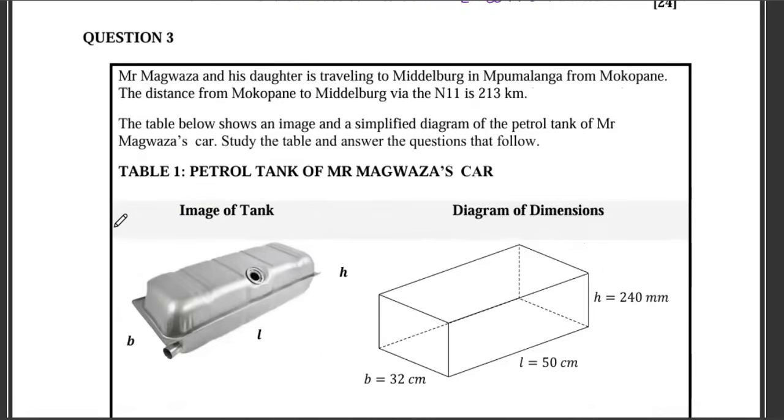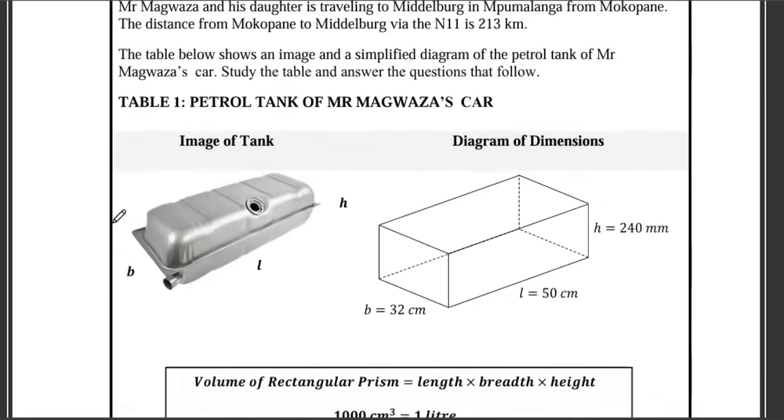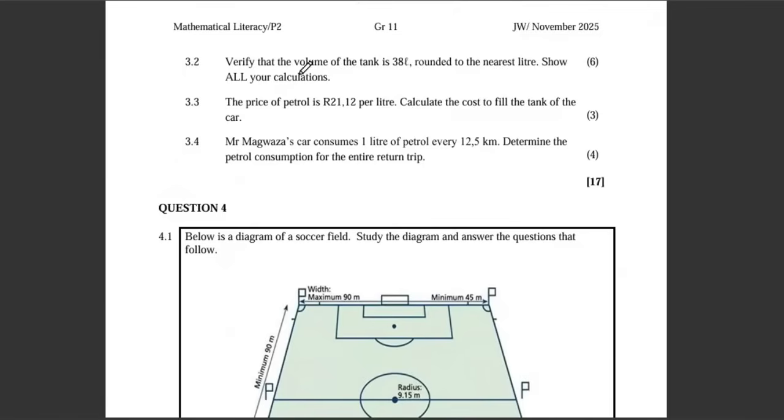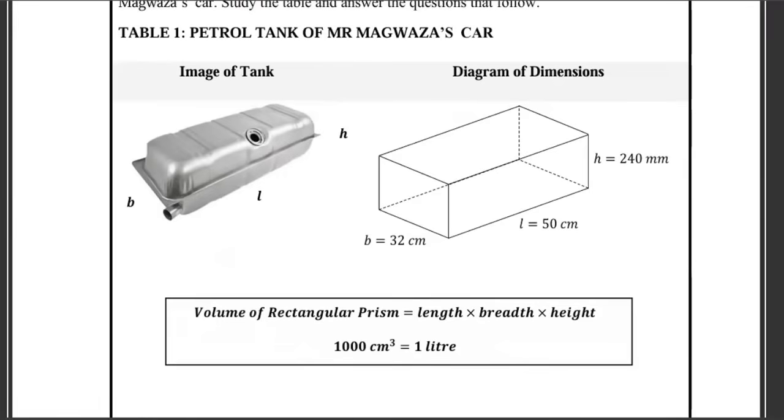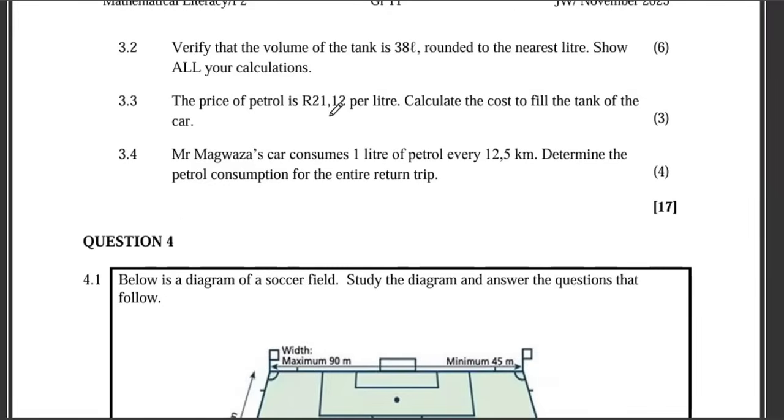Question number 3. Mangwazi and his daughter are traveling to Middleburg in Mpumalanga from Mapokane. Verify that the volume of the tank is this, rounded off to the nearest. So what we're going to do, we shall see, here we go, the volume of the tank.